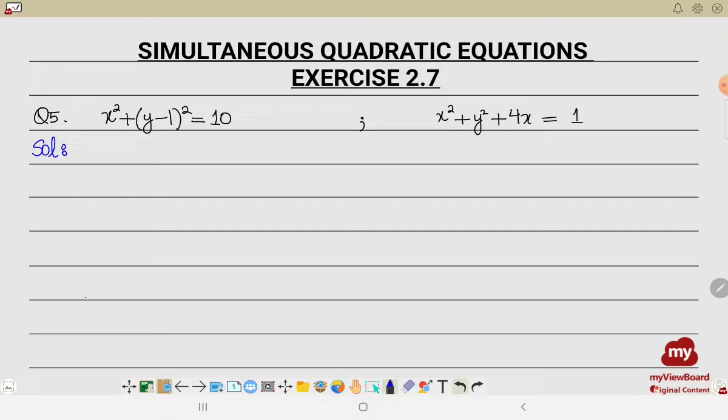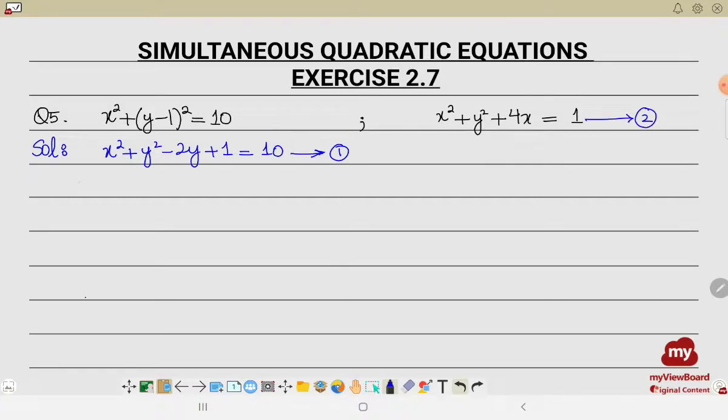Before plugging in numbers, see this first equation, we are going to simplify it first. Y minus 1 whole square, we are going to open up the bracket. This is the second algebraic identity: x square plus y square minus 2y plus 1 is equal to 10. Right, so this is going to be our equation number 1. Now there is no whole square, and this is going to be our equation number 2.